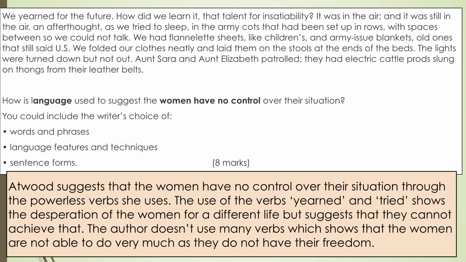So I've written, Atwood suggests that women have no control over their situation through the powerless verbs she uses. The use of the verbs yearned and tried shows the desperation of the women for a different life, but suggests that they cannot achieve that. The author doesn't use many verbs, which shows the women are not able to do very much as they do not have the freedom.